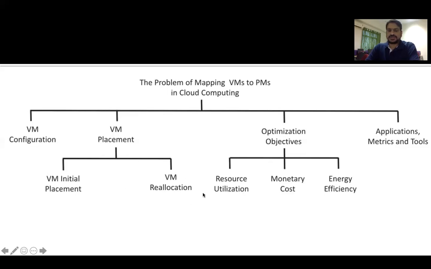These two decisions will be taken based on some optimization objectives, in which we have resource utilization as one objective, the second is the monetary cost, and the next is the energy efficiency. And then after that, we'll look for some application metrics and tools related to virtual machine to physical machine mapping.